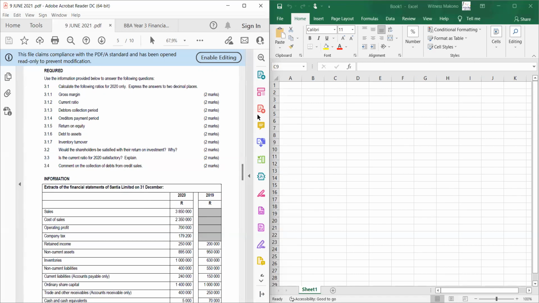3.1.1. Let me write it here. 3.1.1 says calculate the gross margin. So when you say the gross margin, how do you calculate the gross margin? From your study guide, you go to ratios.